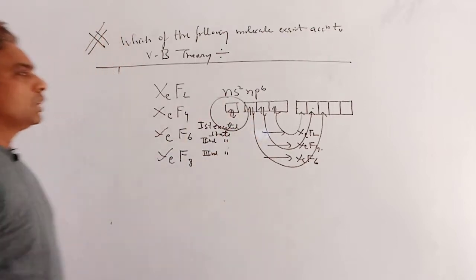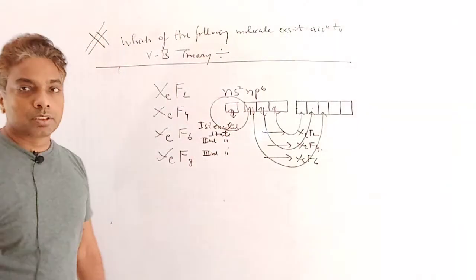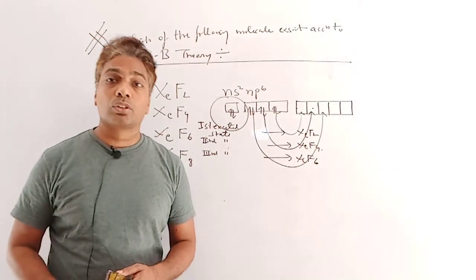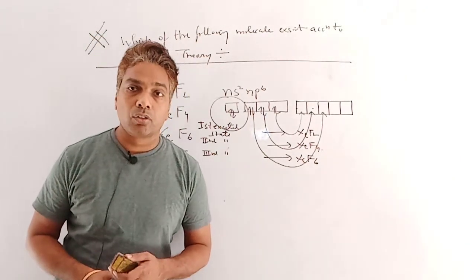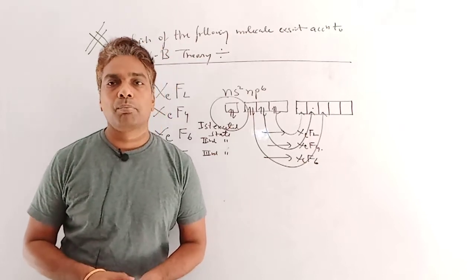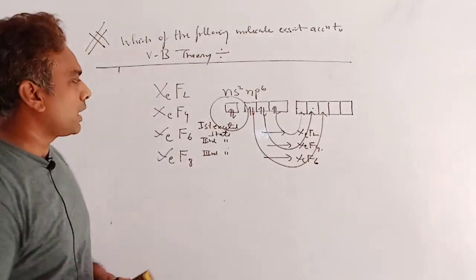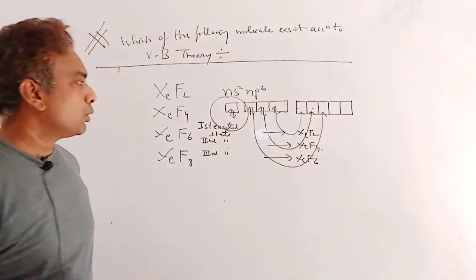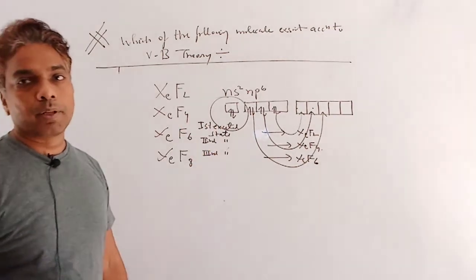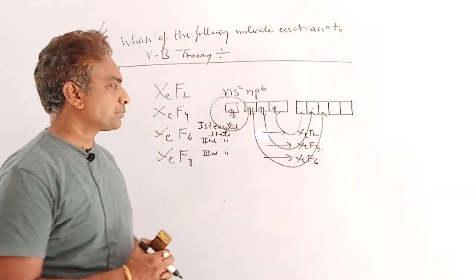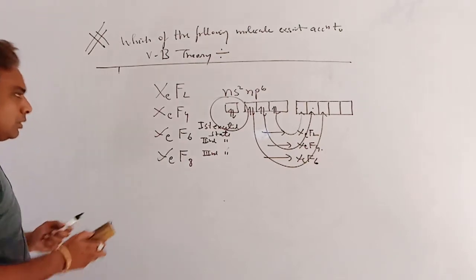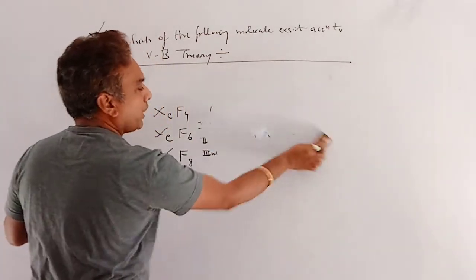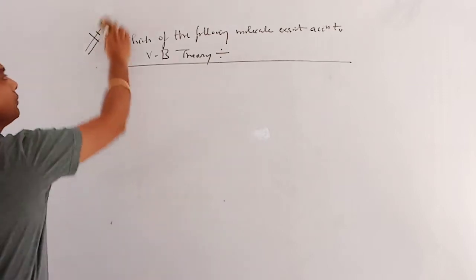But due to inert pair effect, the ns electron is surrounded by n-1 d electrons of xenon. The ns electron acts as inert. It doesn't take part in excited state or excitation. So XeF8 is not possible due to inert pair effect. Is it clear? So this is the valence bond theory for the existence of molecules. Now octet rule theory, which is already understood.